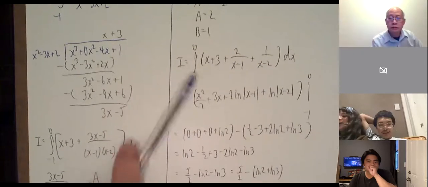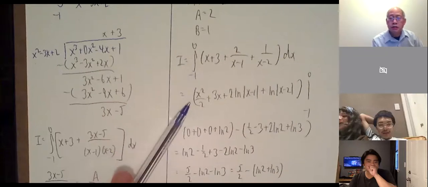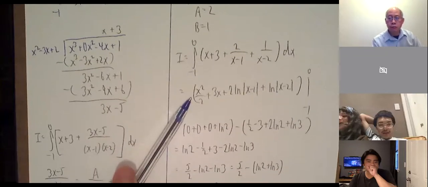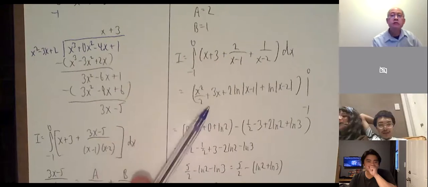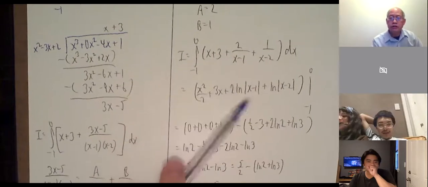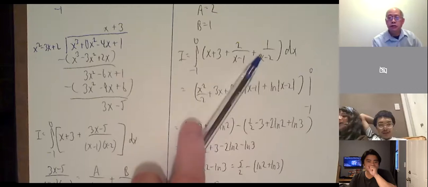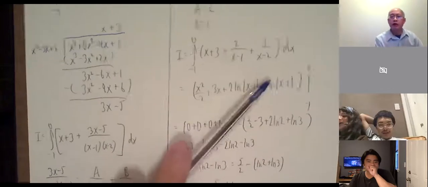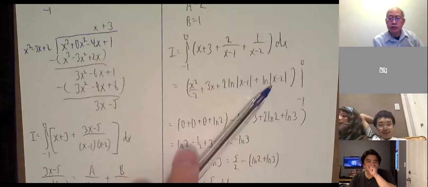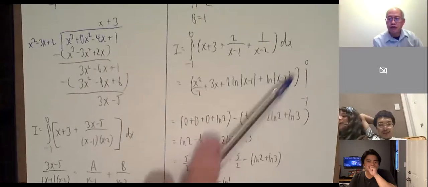All right, so here we go. Integral of x, x squared over 2. Integral of 3, 3x. Plus 2 ln absolute value of x minus 1 plus 1, well, if it's 1, you don't have to write the 1, ln absolute value of x minus 2, from negative 1 to 0.